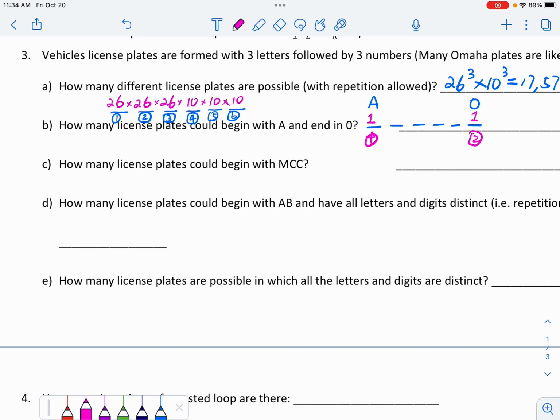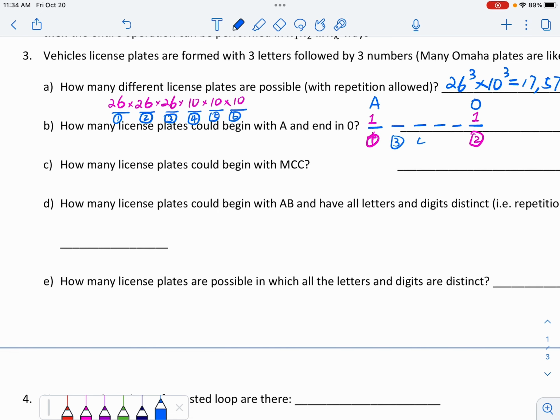And for the middle, those 4 characters, so step 3, 4, 5, 6, I need to fill in those characters. And these 2 are numbers, so therefore we have 26 different ways to fill in the third character, and 10 ways for the next 2 numbers. So therefore we just need to multiply them.